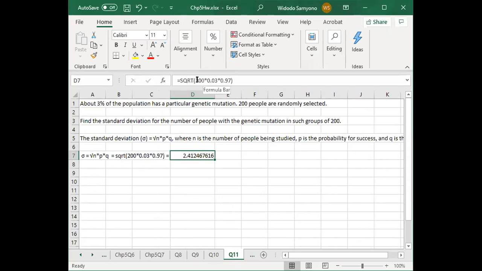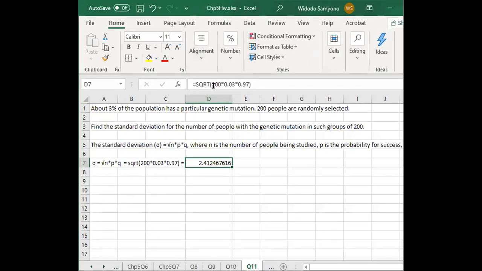So how many people? 100 people, right? So the n is just 100, and the p is 3%. So the q will be 0.97, because if the p is 0.03, so the q will be 1 subtract 0.03, so you got 0.97, right? Okay. Yeah, put the formula here.